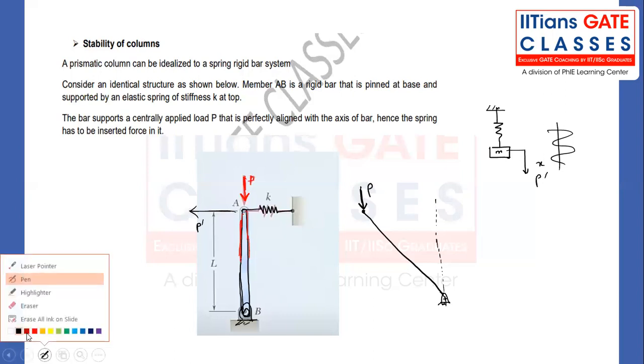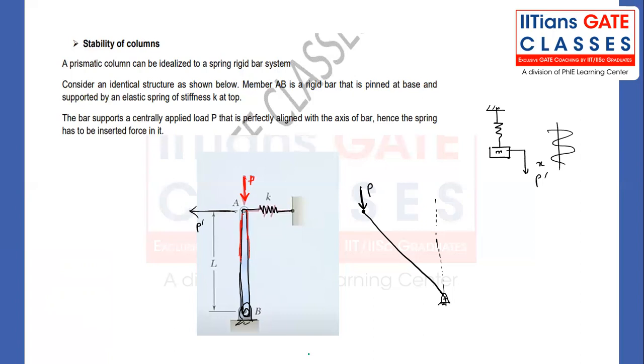Now you disturb this rod in the negative X direction, the spring force will operate in the opposite direction. That is known as the reaction force offered by the spring, right? Now if I take the moment about point B, the P load has a distance that I'm calling X, for example. This angle is theta, and suppose the original length was L. So X can be written as L into theta. Actually, X can be written as tan theta into L. But tan theta is very, very small, so we can treat tan theta as almost equal to theta.